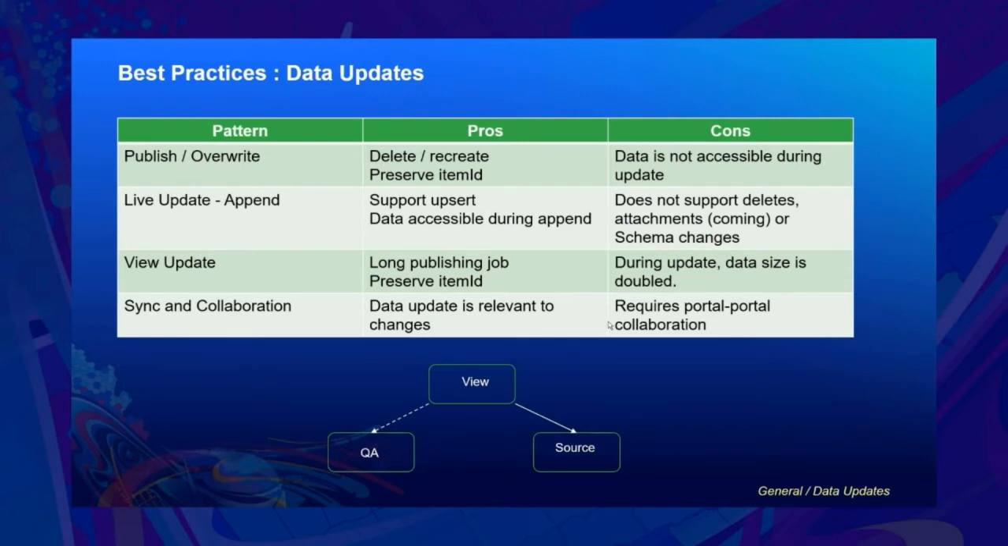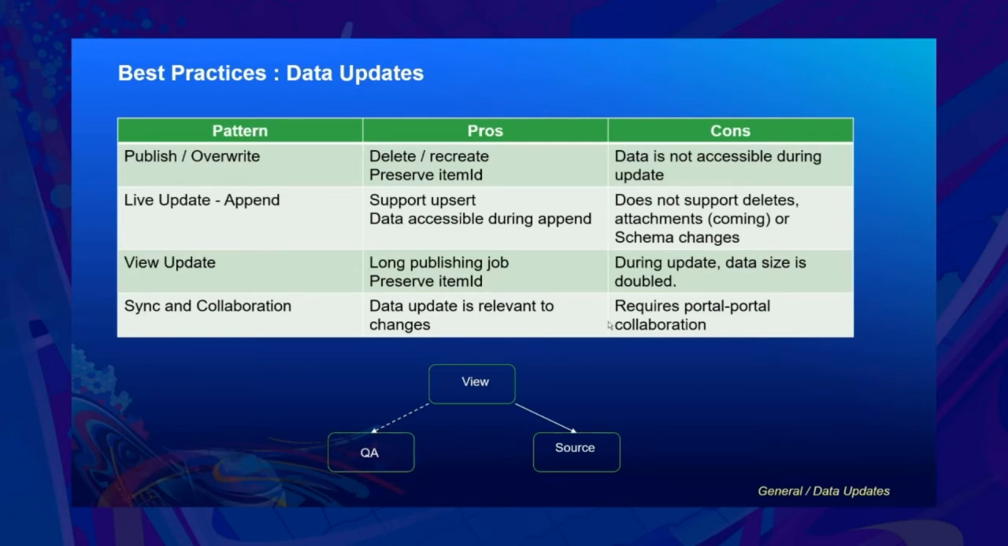The third approach, which is very promising and which we recommend internally and externally, is the view update. Normally it's recommended for long publishing jobs. So if you have lots of data, you can use this instead of publish with override. We preserve the item ID.